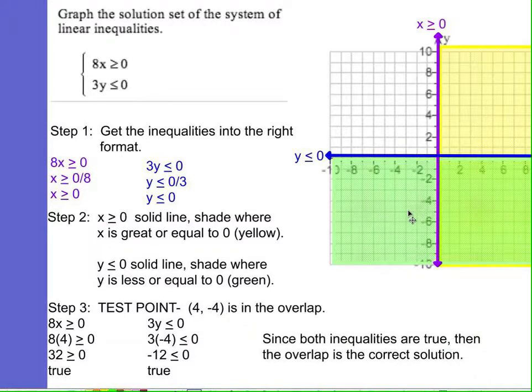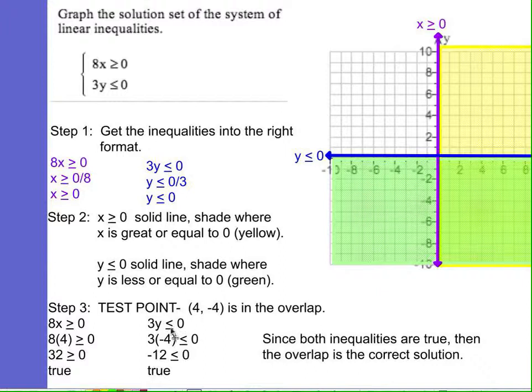Our test point, well, I picked 4, -4. You could have picked 2, -2, 3, -8, whatever numbers you wanted, as long as this point is in the double shaded region. Since I picked 4, -4, I'm going to plug it into both of the original equations. I always go back to the original ones. So if 8x is greater than or equal to 0, 8 times 4 is greater than or equal to 0. 32 is greater than or equal to 0. That is true.